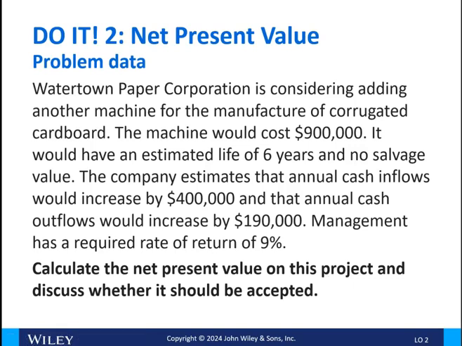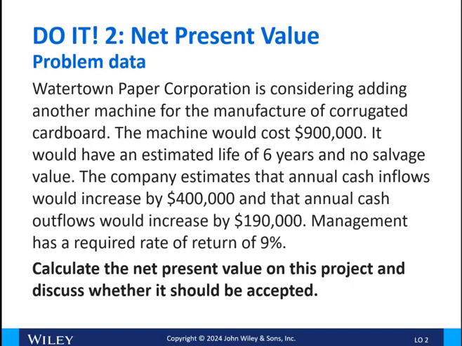Let's look at a different problem and go through this. Watertown Paper Corporation is considering adding another machine for the manufacture of corrugated cardboard. The machine will cost $900,000, with an estimated life of 6 years and no salvage value. The company estimates that annual cash inflows would increase by $400,000, annual cash outflows would increase by $190,000, and management has a required rate of return of 9%.